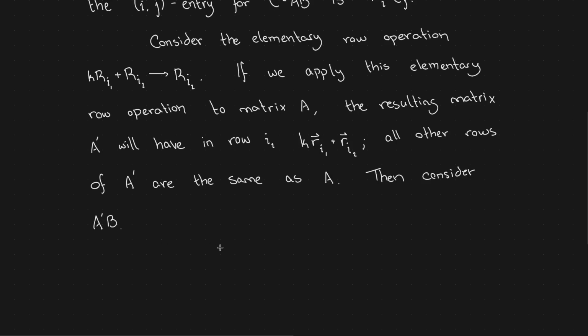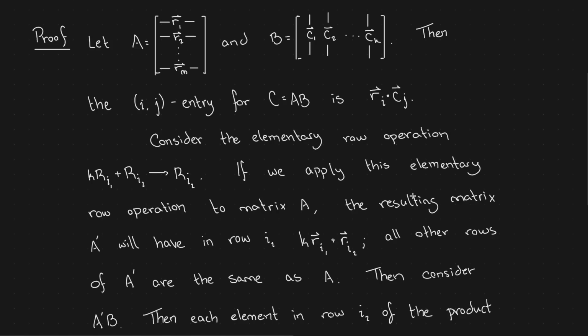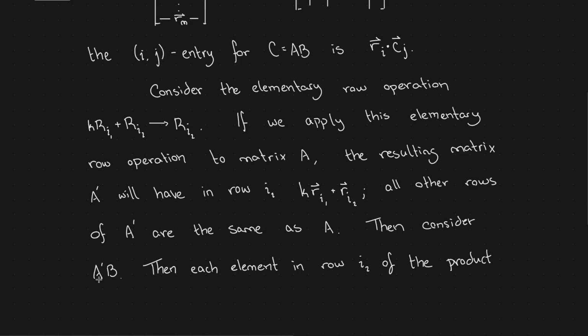And I want to see what the result looks like in A prime B. Then each element in row I sub 2 of the product, remember, to find a product, you take the row of the first and take the dot product with the column of the second.